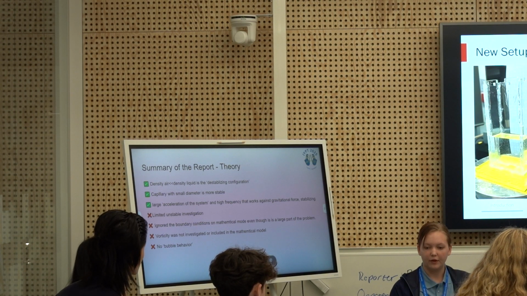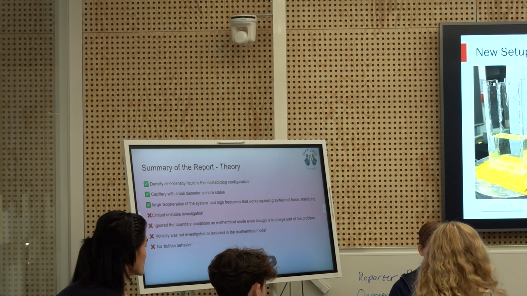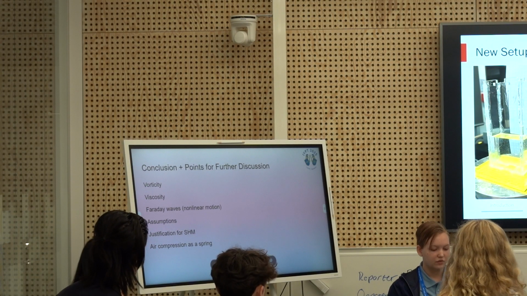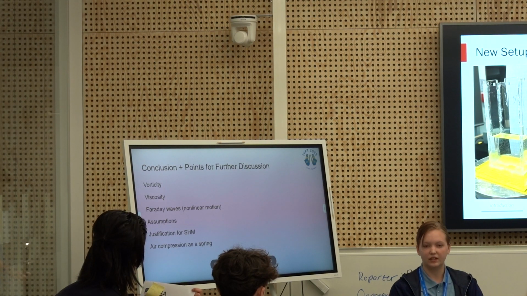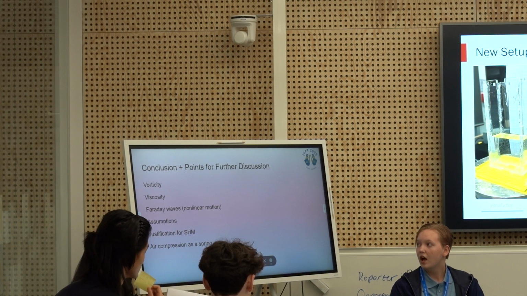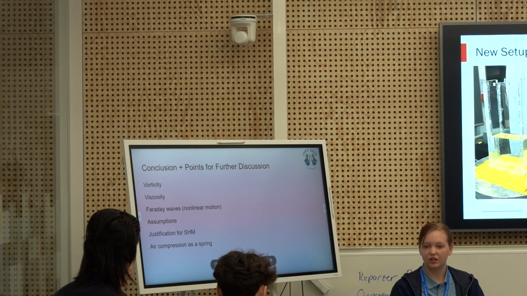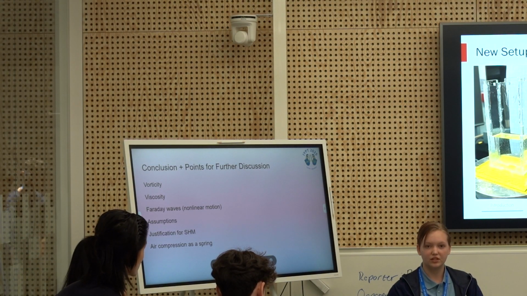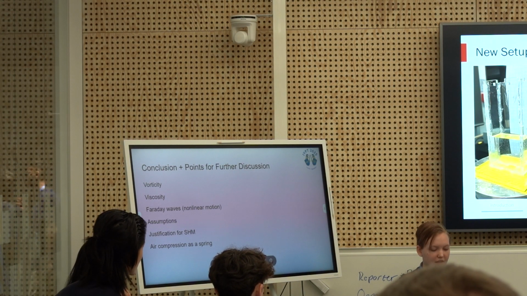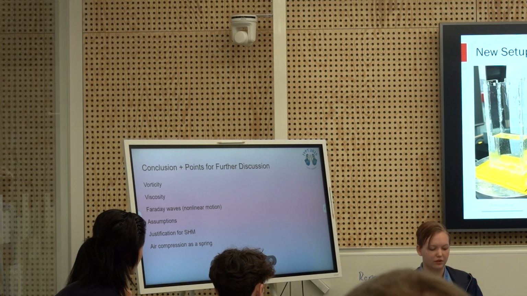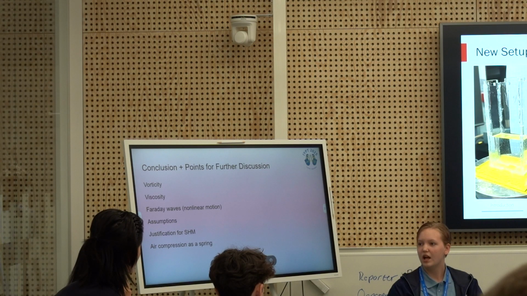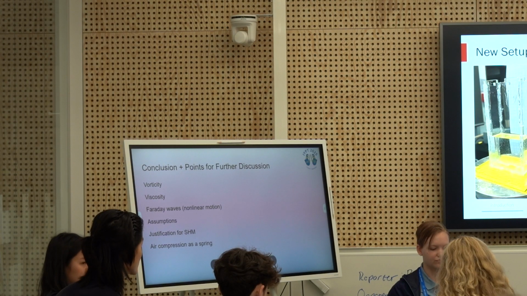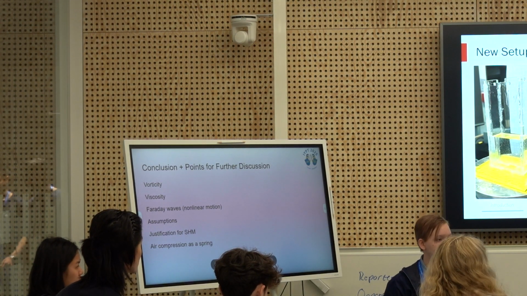I would also like to talk a little bit about the behavior of any air that would be present in the interface layer. As air is being continuously added, it would have to come out somewhere. So, in conclusion, the points that I would like to discuss: as I mentioned before, vorticity, some theoretical predictions, and a discussion on how velocity would change. I would like to discuss the possible addition of Faraday waves or nonlinear motion into their mathematical model. I would also like to talk about any mathematical assumptions that they made in their physics model, like justifications for simple harmonic motion. I also would like to clarify and talk about their model of air compression as a sort of compressible spring. So if we can move on to the discussion.